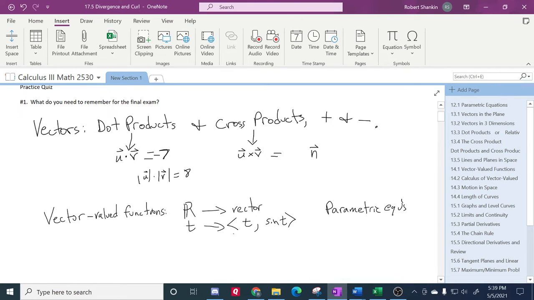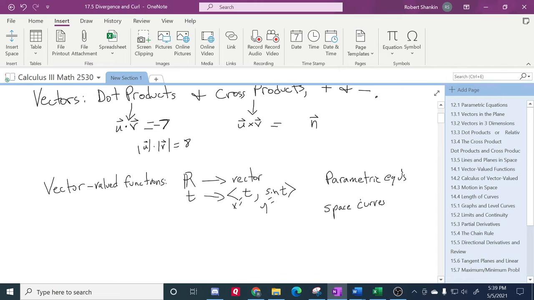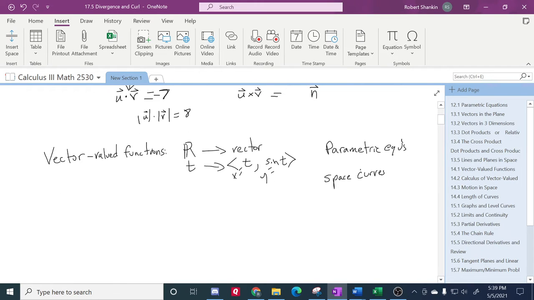So, that's saying x is equal to this and y is equal to this. That makes parametric equations. We also call these space curves when you graph it, especially if it's in 3-space. Anything about these vector valued functions that stands out that you might want to mention?